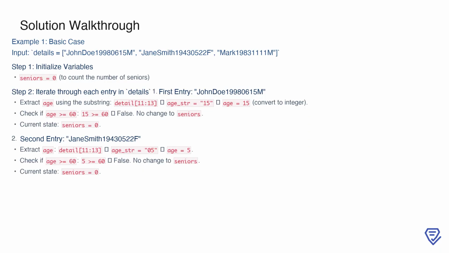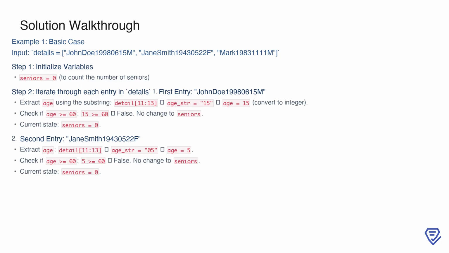In this example, we are given a list of strings representing people's details, and our goal is to count the number of seniors, defined as individuals aged 60 or above. First, we initialize a variable called seniors and set it to 0. This variable will be used to keep track of the count of seniors as we process each entry.